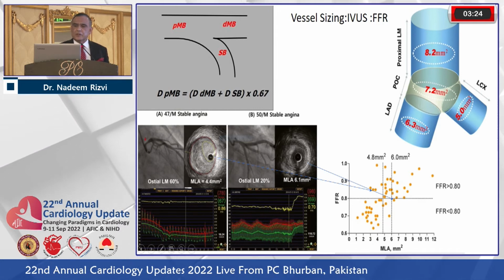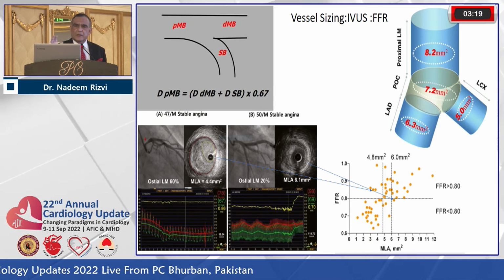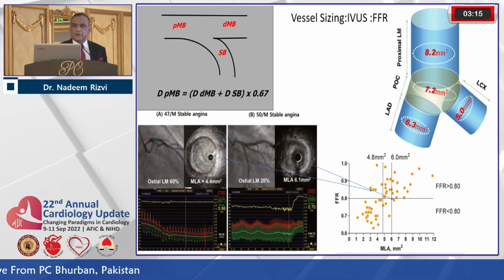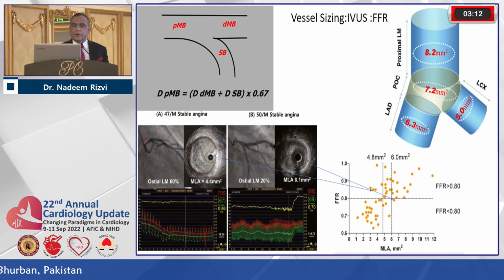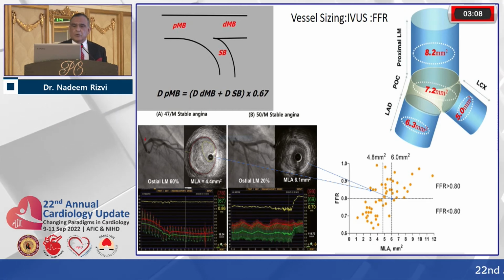So this is essentially the 6, 7, 8 that I call. The 8 millimeter squared is the area that you need to have in order to prevent MACE events. So you need to have at least an 8 to 8.5 millimeter squared area in the proximal left main, and next is the opposition.